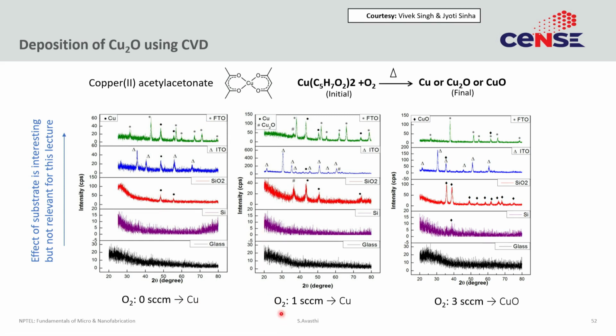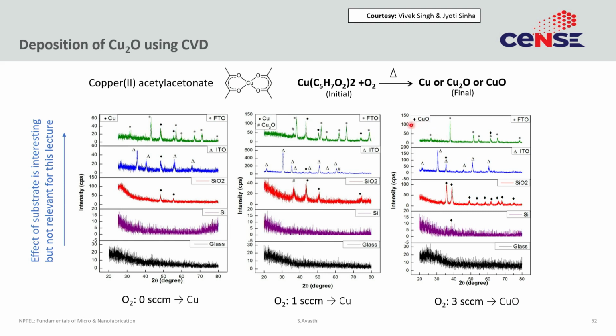If you increase the oxygen concentration, this reaction starts occurring and you start forming Cu2O. So for a certain concentration of oxygen, we start seeing a mixture of Cu2O and Cu. So you see these peaks which correspond to Cu, and this one peak which corresponds to Cu2O. And if we increase the oxygen even further, then we start forming the fully oxidized form, CuO. So this is what the XRD looks like, where all these peaks correspond to CuO.